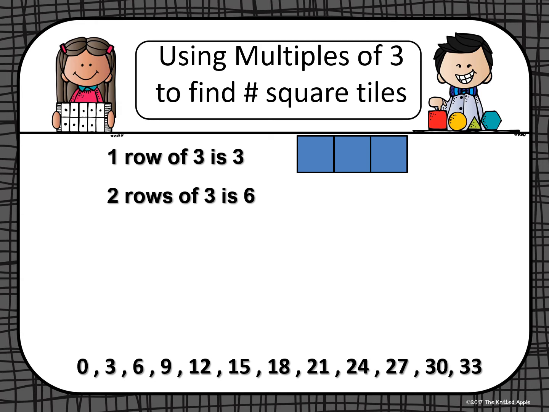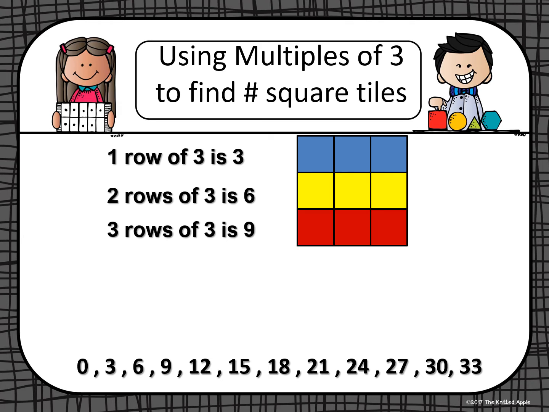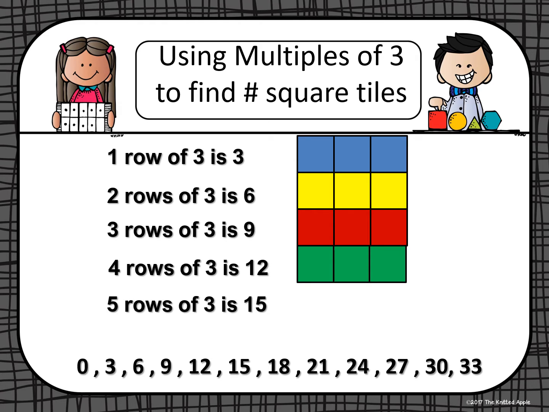2 rows of 3 is going to be 6. So we added another group of 3. 3 rows of 3 is going to be 9. We add another group of 3. 4 rows of 3 is going to be 12. And 5 groups of 3 is going to be 15. So when we skip count, or when we add groups of 3 5 times, then we are going to get 15 as our product. And if you notice, 15 is on our series or sequence of multiples of 3.